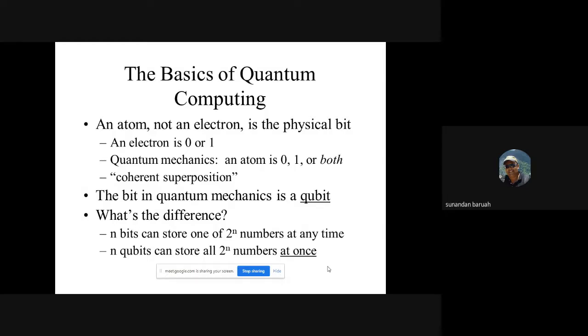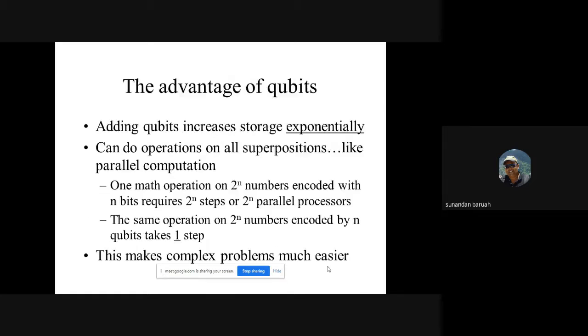So if you just look to compare the storing capability, then n bits can store 1 of 2 to the power n possible numbers at any time. Okay, n qubits can store all at once, 2 to the power of n numbers. If you have n bits and your word length is n, you can have one at a time loaded. Whereas this one parallelly can load all of them, 2 to the power n times. So that's the speed.